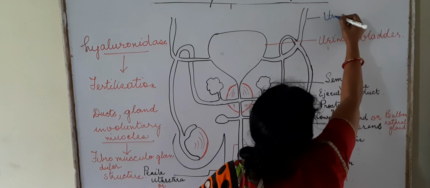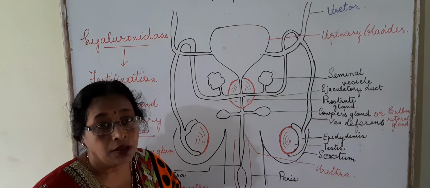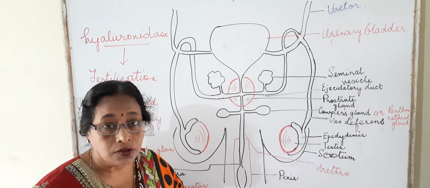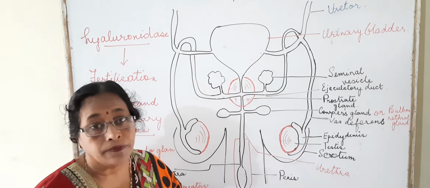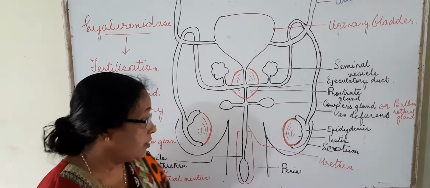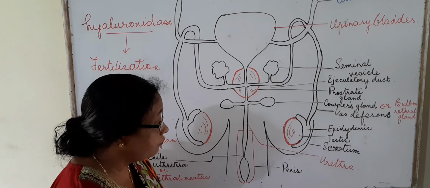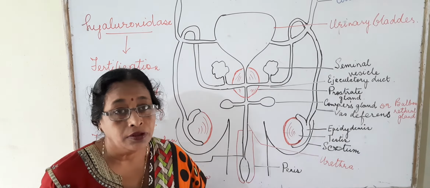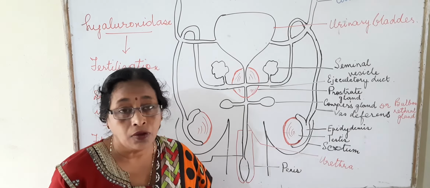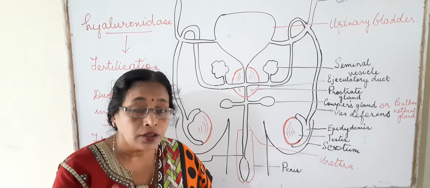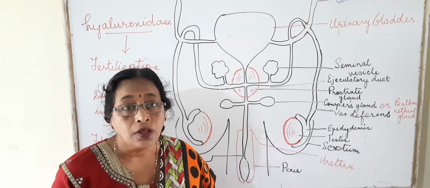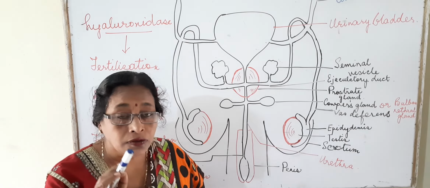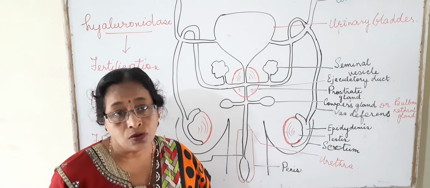So this was all about the male reproductive system. We have learned about the different parts, their function, and why they are important in this class. We have seen the structure of the testes. The testes develop during the fetal condition in the abdominal cavity. But when the fetus matures, during the last stages of pregnancy, the testes descend down into the scrotum.